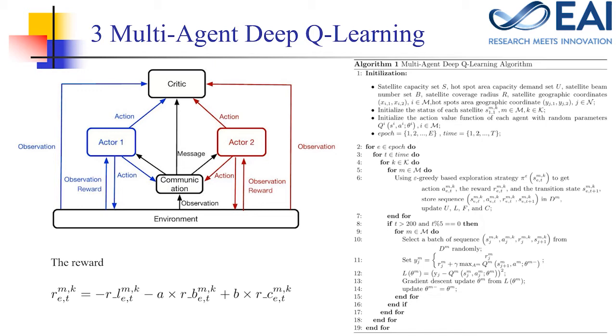In our algorithm, the reward can be expressed as above. Here, the first item is the distance penalty. The second item is the disconnection penalty, and the last item is the connection reward. A is the penalty coefficient of disconnection, and B is the reward coefficient of connection. We should find the best values of A and B to get better performance.